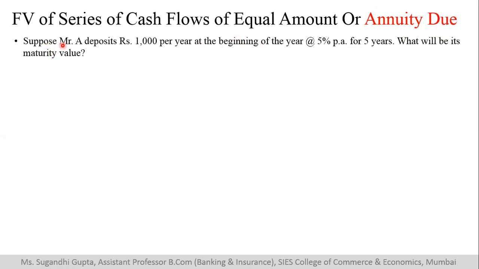Okay. Now suppose again Mr. A deposits 1,000 rupees per year at the beginning of the year. At the beginning of the year is very important because it implies that you need to calculate annuity due at the rate of 5% per annum for 5 years. It means he will deposit rupees 1,000 for a period of 5 years at the rate of 5%, and you are asked what will be its maturity value.